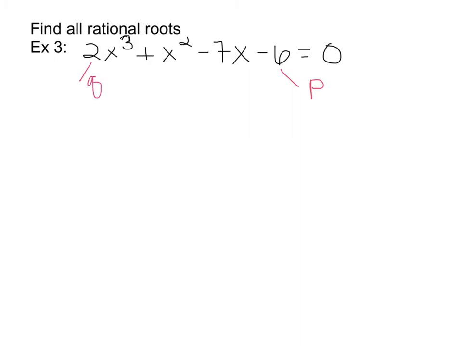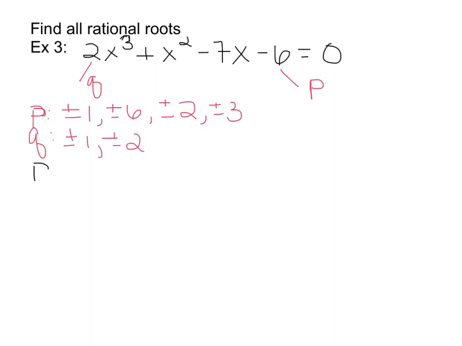So start with our p. So numbers that multiply to 6: 1 and 6, also 2 and 3, and there's no other values that multiply to 6. So now we're going to move on to the q's. This one's easy, numbers that multiply to 2, just 1 and 2.